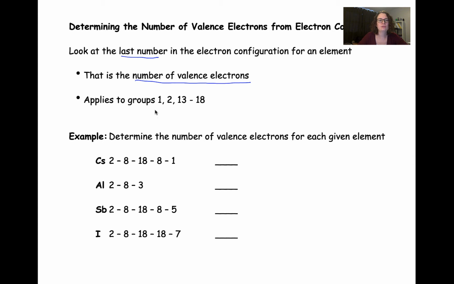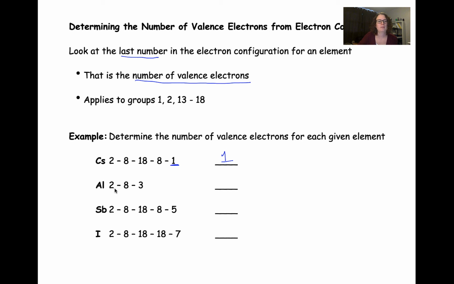And this is true for groups 1, 2, and then 13 through 18. On the top of our periodic table, the columns are labeled with group numbers. So for the first two columns and then the ones all the way over to the right, the last number in our electron configuration will be our valence. For cesium, the electron configuration from the periodic table is 2, 8, 18, and 1. The valence electron count is the last number, so we have one valence electron for cesium.